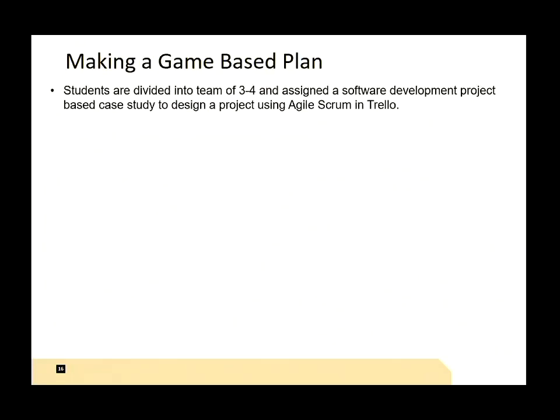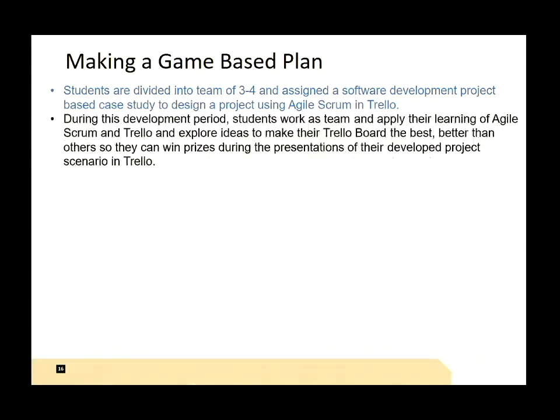So we divide the students into teams of 3 to 4, and we assign them that development project I was talking about earlier. And during that development period, students have to work as a team, so it's a team-based approach. And they apply their learning of Scrum and Trello and explore ideas to make their Trello board the most successful, the best they can make it, hopefully better than the other teams in the groupings, and then they can present that at the end of the project.